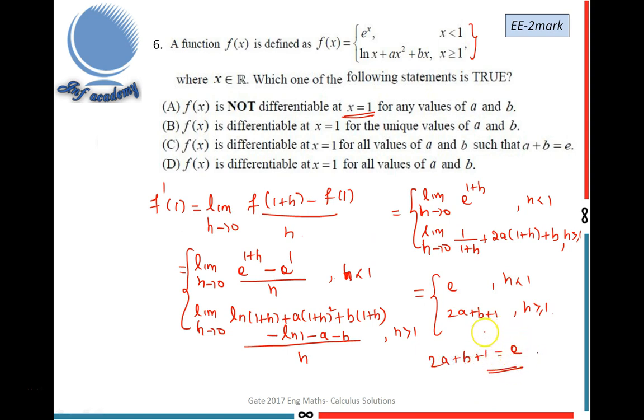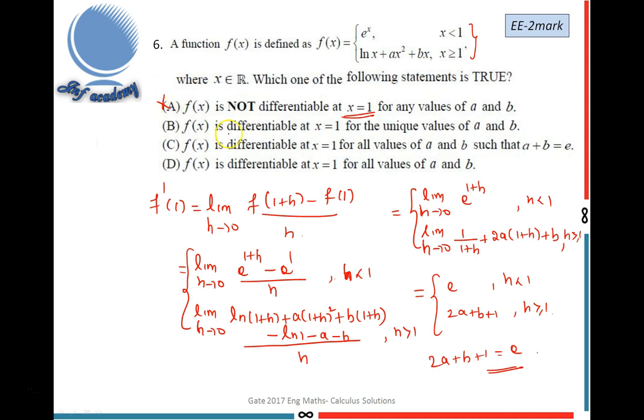If two side limits are equal, then only the limit exists. That means the two side limits, LHL and RHL, are equal, then only the limit exists, then only f is differentiable. So if 2a plus b plus 1 equal to e, then only f of x is differentiable at x equal to 1. So it is not differentiable at x equal to 1 for any values of a and b.